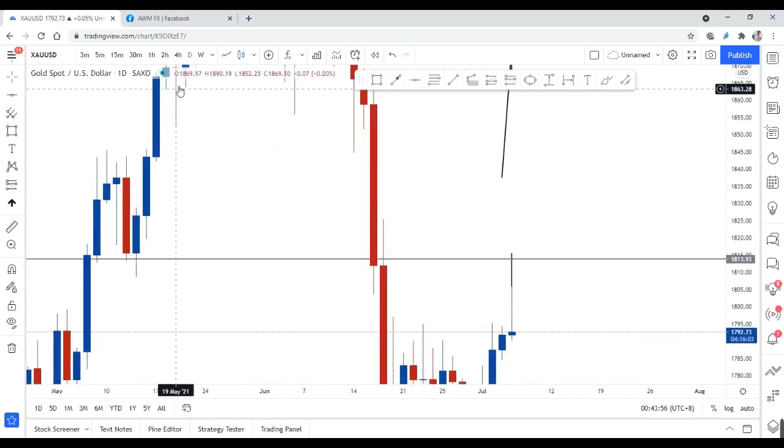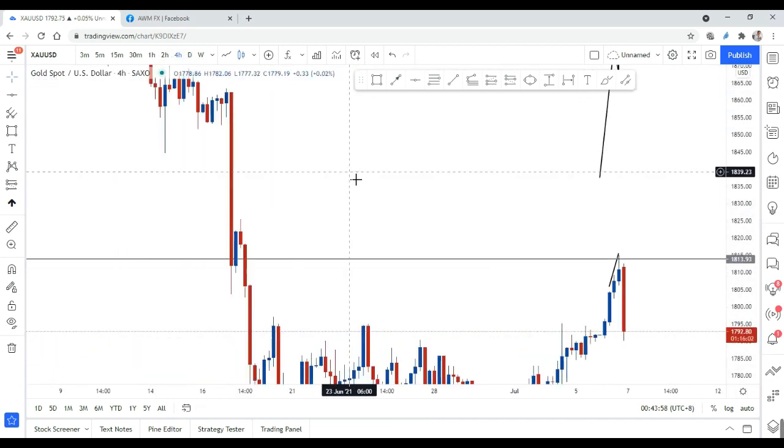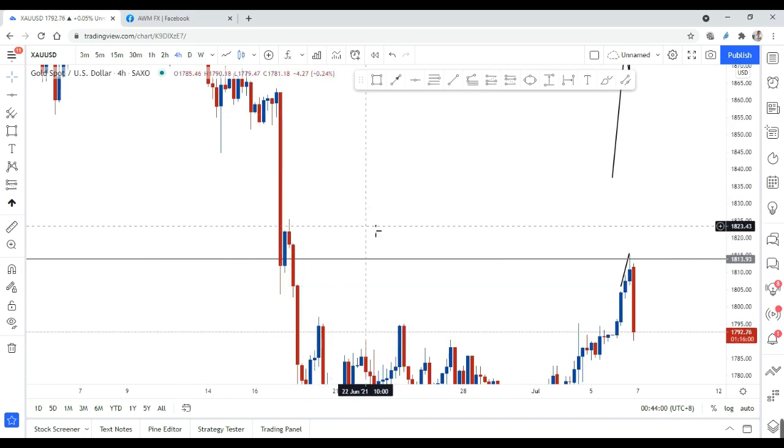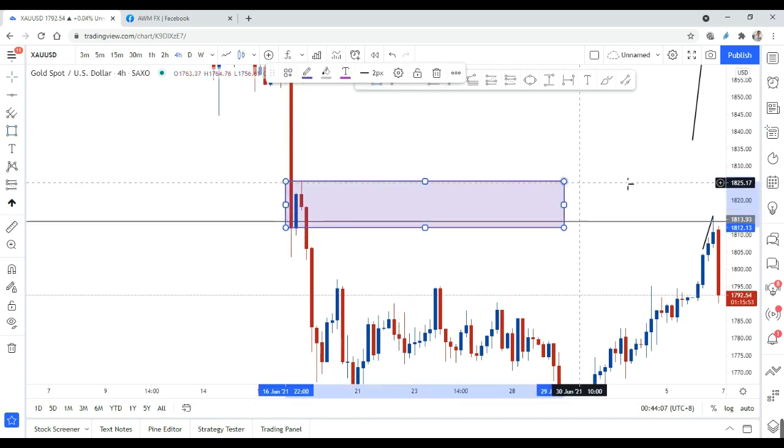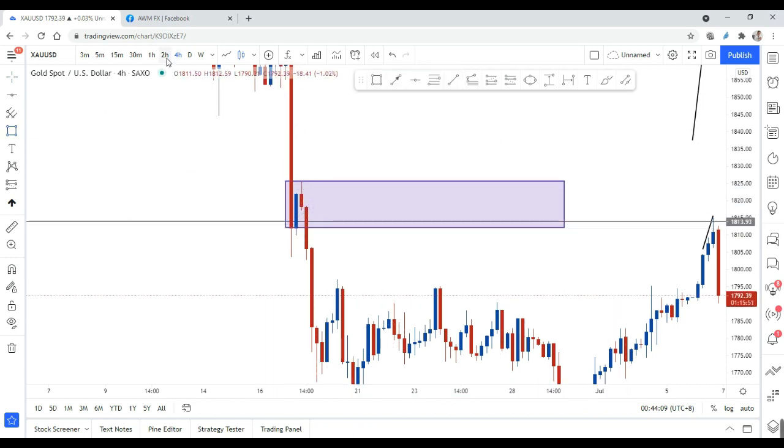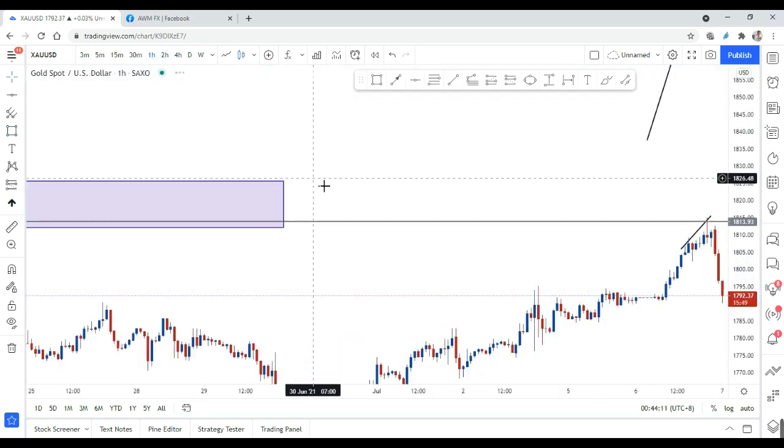Then you go into a lower time frame, and you see there is a drop base drop. Same thing. This is my supply zone. Then you go into a smaller time frame.